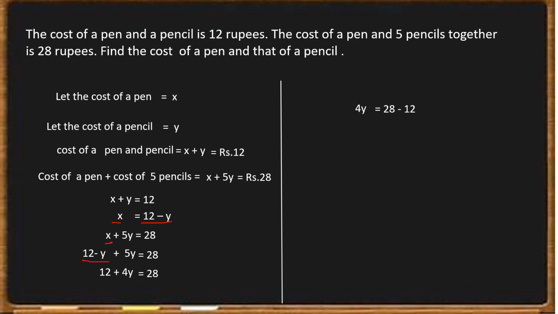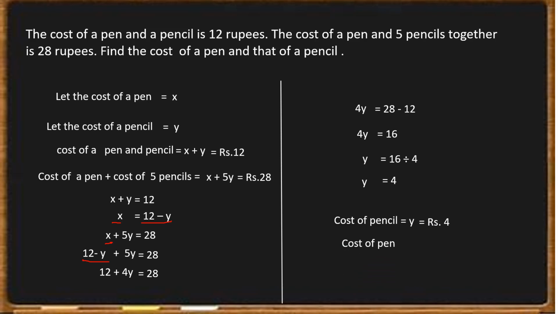So 4y becomes 28 minus 12, isn't it? 12 is added to 4y to get 28. So, 4y will be 28 minus 12, and 4y will be 16. So, y will be 16 divided by 4, by method of inversion. So, y will be 4, isn't it? And we have taken y as cost of pencil and we got it as rupees 4.